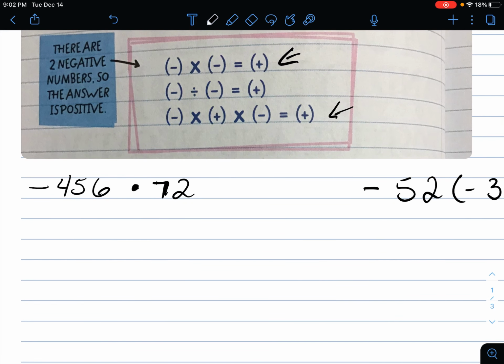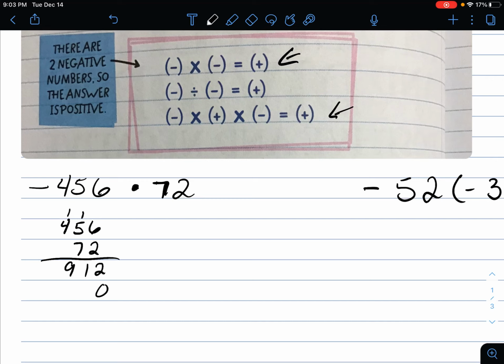Okay, here we'll do 2 more. So negative 456 times 72. So once again, there's an odd number of negatives. Your outcome is going to be negative. Otherwise, we're just going to multiply everything the same as if they were just regular whole numbers. So once again, you multiply 456 by 2, then we'll multiply everything by 70. So 2 times 6 is 12, carry the 1. 2 times 5 is 10, plus the 1 is 11. Carry the 1. 2 times 4 is 8, plus 1 is 9.